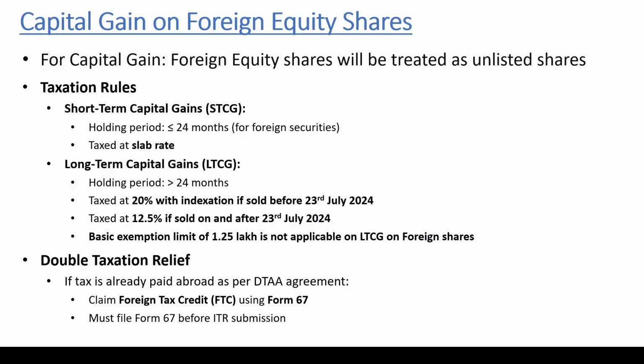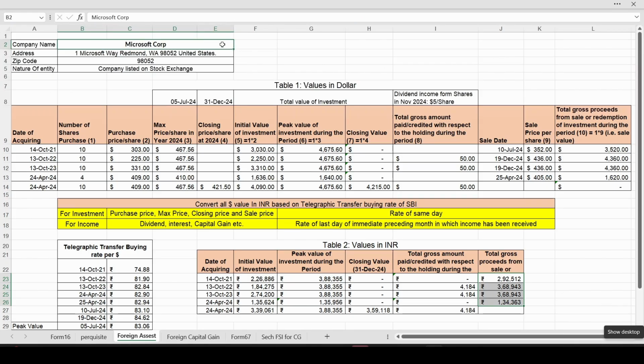Now let's understand this with one practical example. Here I am taking a dummy example of a person who holds shares of Microsoft company. So the company name is this, address is this, zip code is this, and nature of entity is company listed on the US stock exchange.